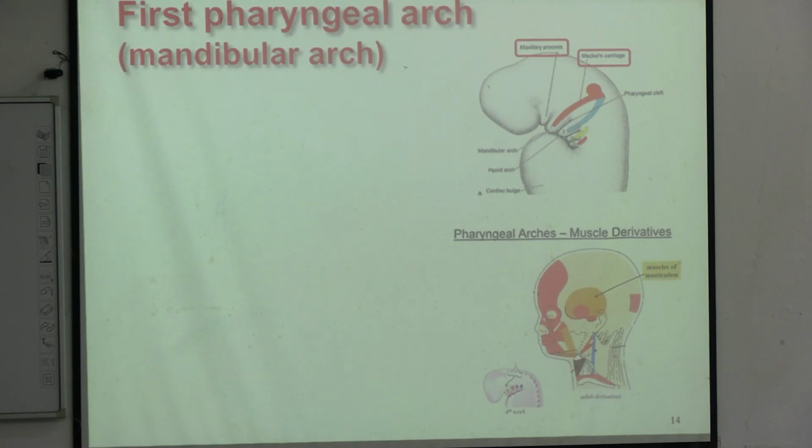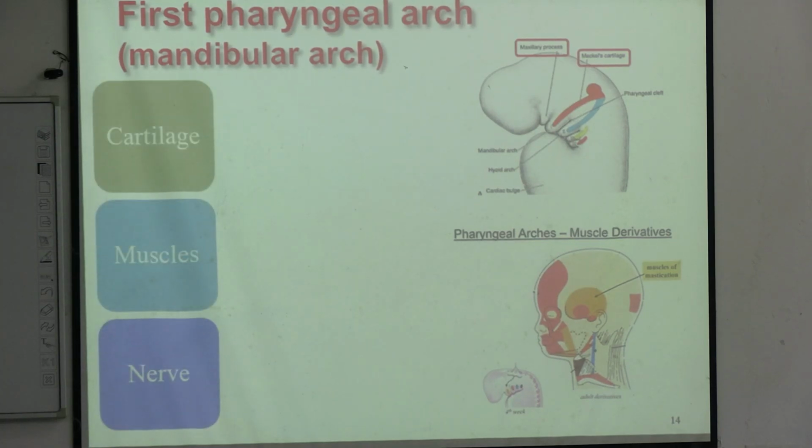They're going to make some ligaments. What are they going to make? They're going to make some cartilages. Alright? So that's what we are going to talk about. They are going to yield some cartilages, we have to know. They are going to make some muscles that we have to know, and the nerve supply to it.